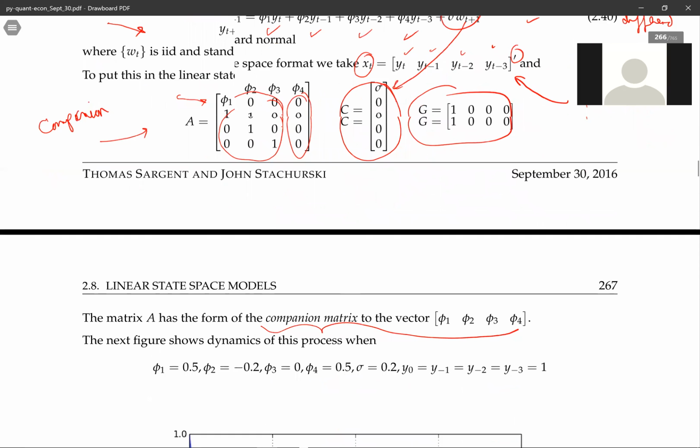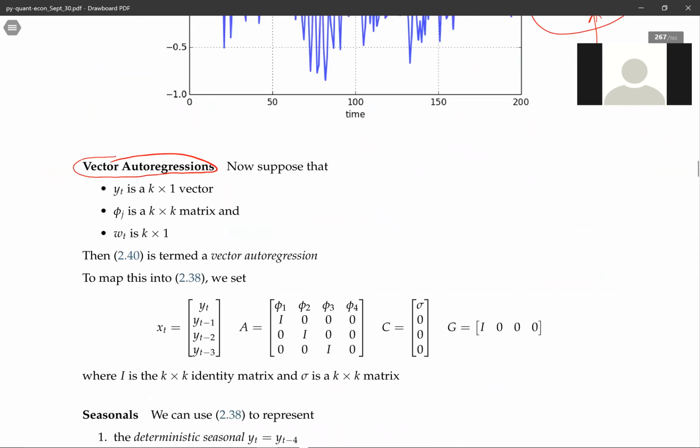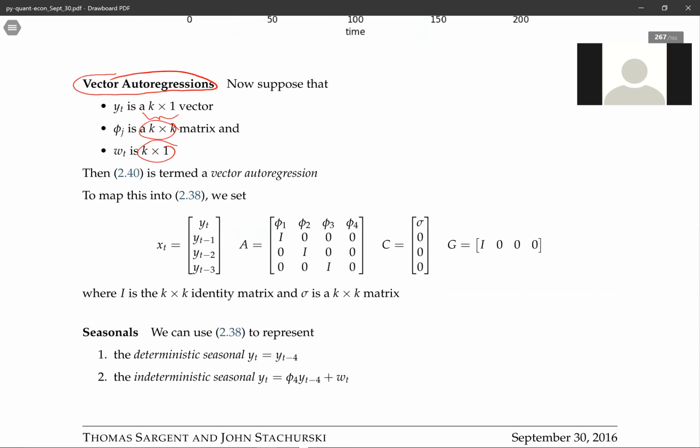So he's going to write this. Yt is now a k by 1 vector. Phi j is going to be a k by k matrix, and wt is going to be a k by 1 vector of shocks. If we do that, it's almost the same calculation we did before with one amendment. These ones now become identity matrices, k by k identity matrices. And the phis are now k by k matrices, and sigma now is a k by k matrix.